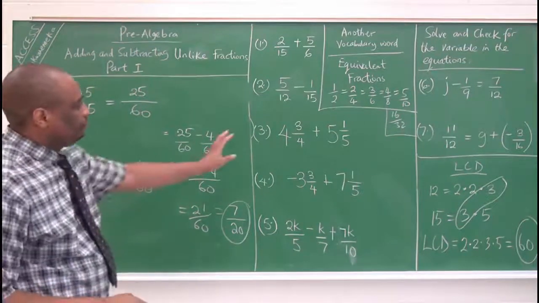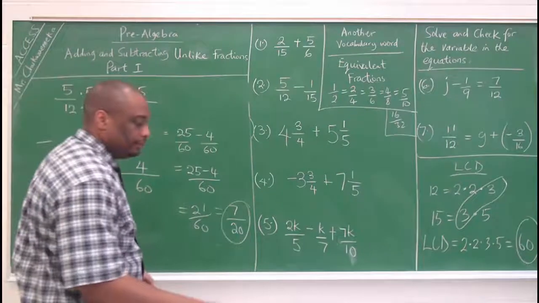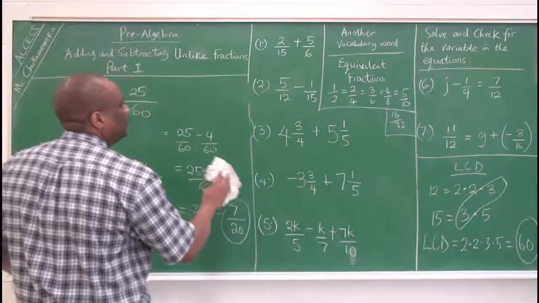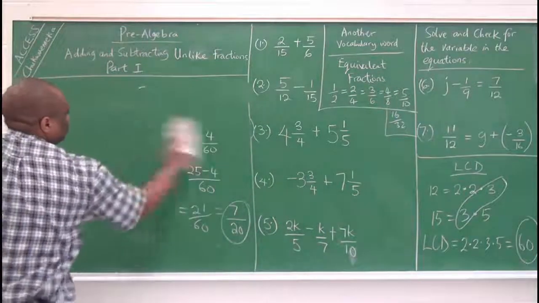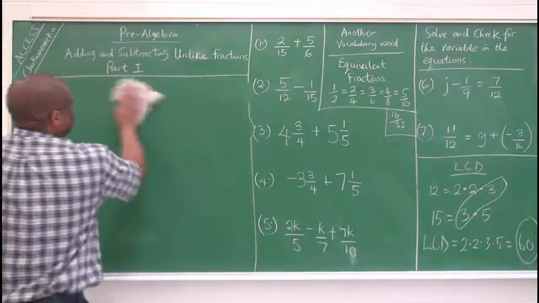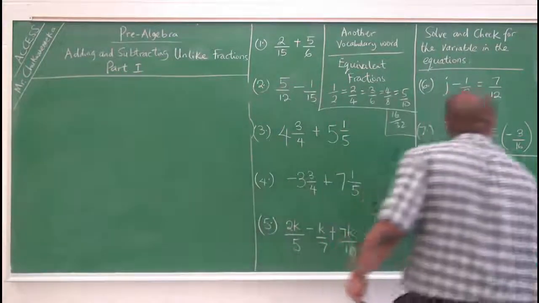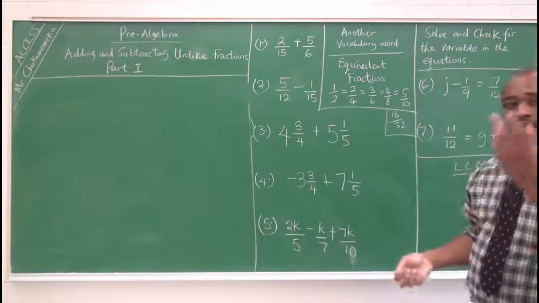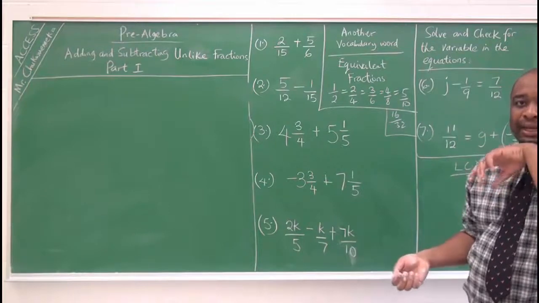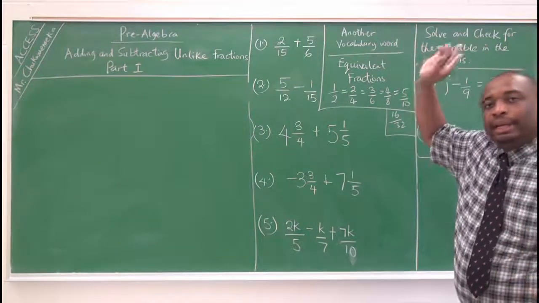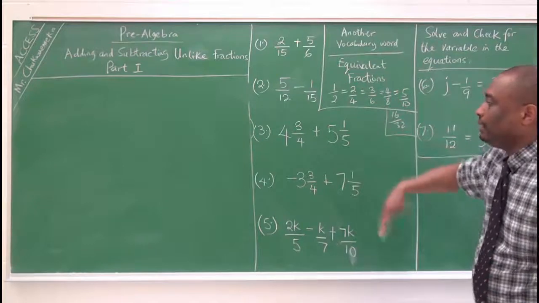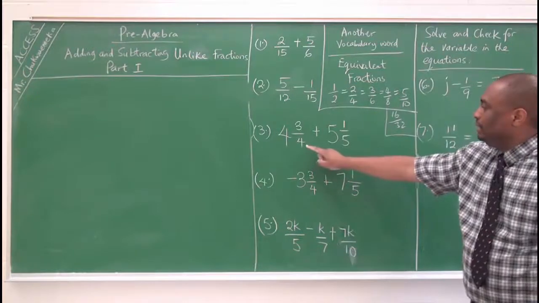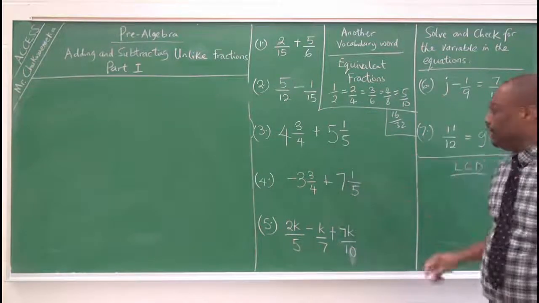Alright, now let's do the mixed numbers. So let me go ahead and erase this. Okay, for the mixed numbers, question 3, we can still do it 2 ways. Those 2 ways that we used in our previous video, we can do that here. Now, let's go ahead and find the LCD of 4 and 5, because they are the denominators.